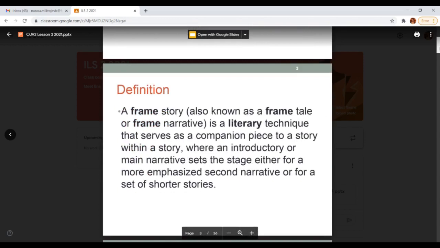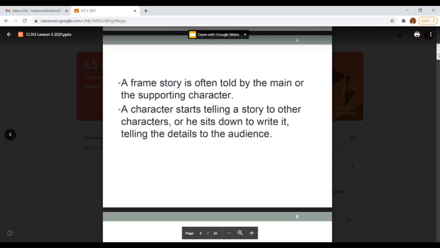Okay, so a frame story, which is also known as a frame tale or a frame narrative, is a literary technique which serves as a companion piece to a story within a story, where an introductory or a main narrative sets the stage either for a more emphasized second narrative or even for a set of shorter stories. So a frame can hold together more than one story. It doesn't have to be just one additional story inside. You could have more than one. You can have a full chain of stories also.